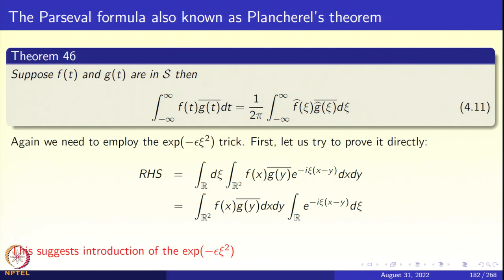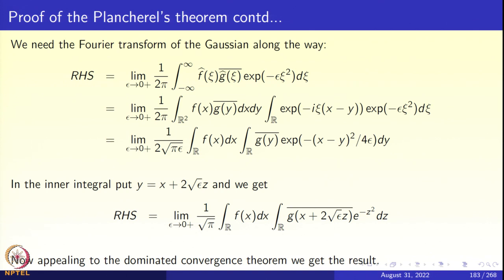Again, we ran into the same oscillatory integral for which we need to introduce the e to the power minus epsilon chi squared trick. We have now gained sufficient experience in how to do this. Well, we need the Fourier transform of the Gaussian along the way.